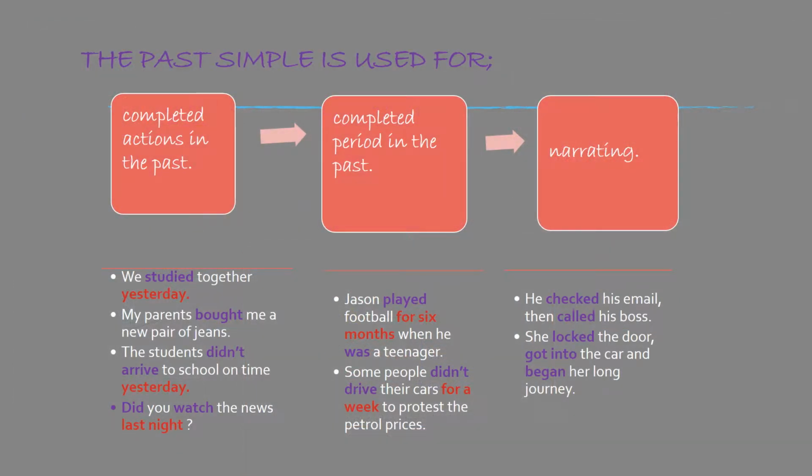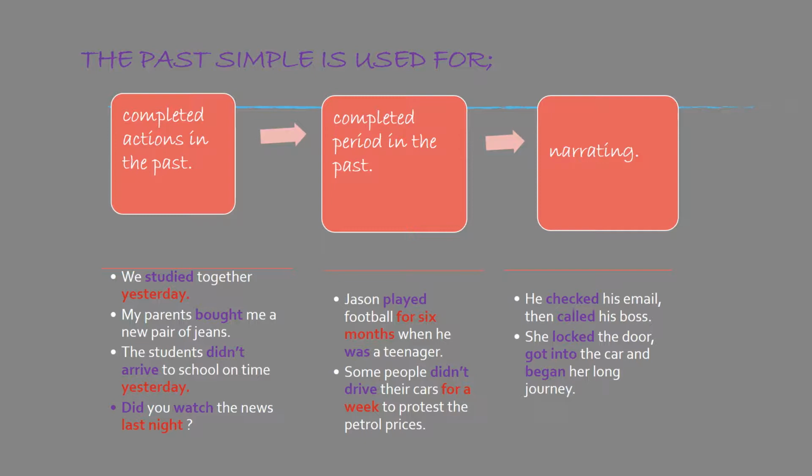We use the past simple for completed actions in the past. For example, we studied together yesterday, or my parents bought me a new pair of jeans. In a positive past sentence, the past form of the verb is used. But if the sentence is negative or a question, the base form of the verb is used. For example, the students didn't arrive to school on time yesterday. Or, did you watch the news last night?